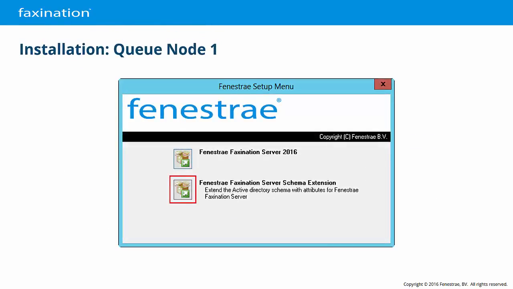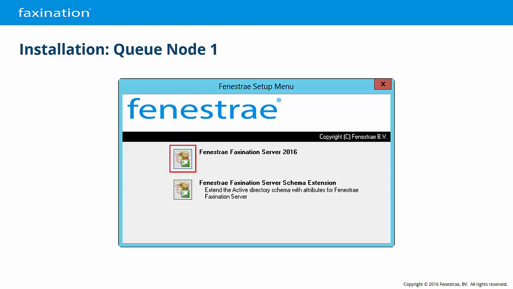Log on to QNode 1 using the service account that you've created for Faxination. Run setup.exe from the downloaded Faxination 2016 installation package. If this is the first time Faxination has been installed in your organization, or if you're upgrading from Faxination 2010 or older, you'll probably want to extend the Active Directory schema. This is not a requirement for Faxination, but most of our customers find Active Directory integration to be very convenient, and it allows for day-to-day Faxination user administration through Active Directory Users and Computers.